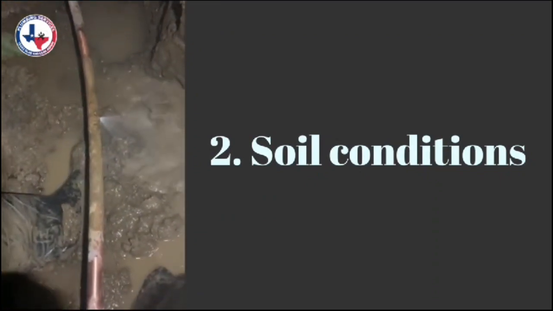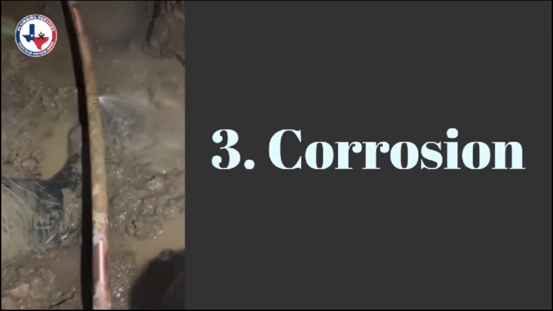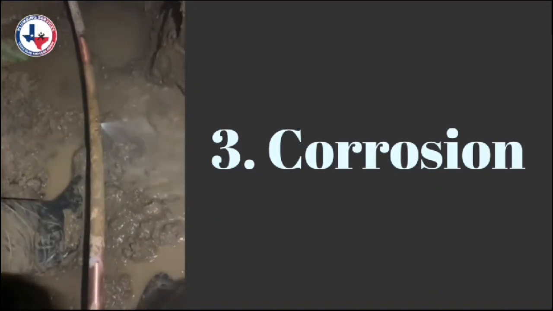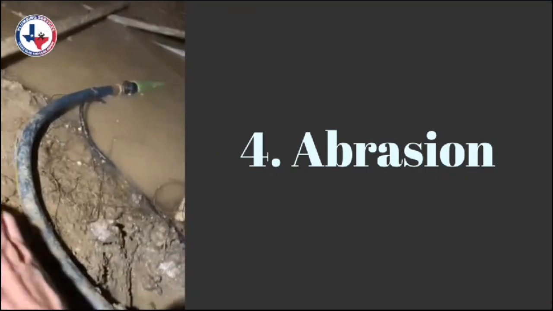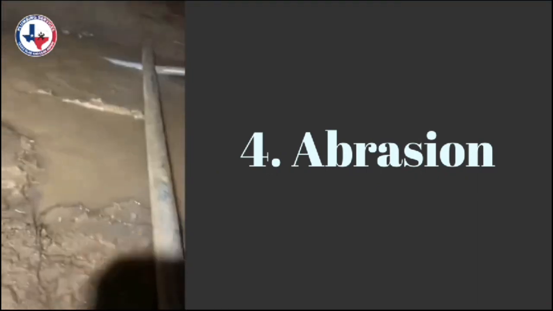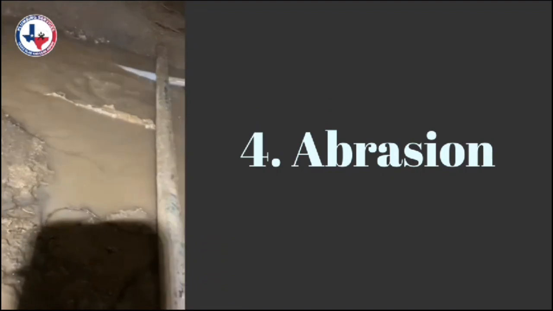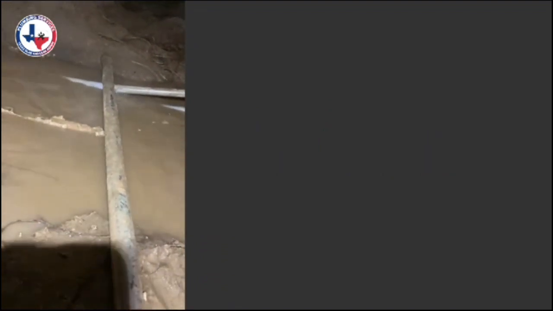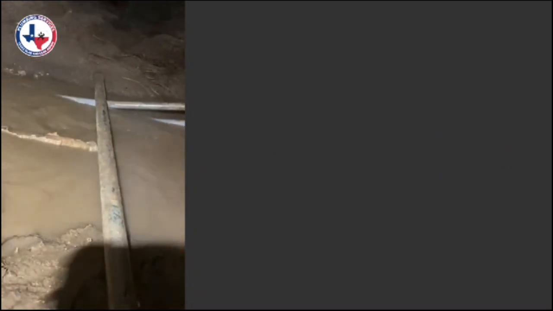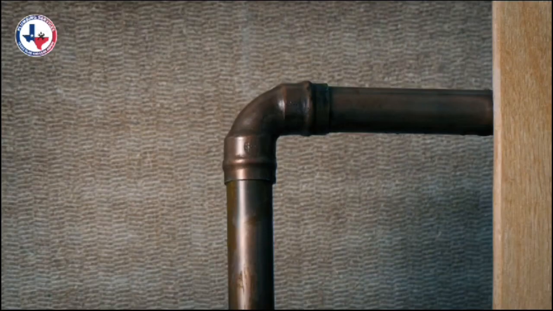3. Corrosion. Over time, pipes can corrode due to the chemical composition of the water or soil, resulting in weakened areas that are prone to leaking. 4. Abrasion. Pipes can rub against the surrounding material such as gravel or concrete, causing wear and tear that eventually leads to leaks. Detecting slab leaks can be challenging because they are hidden beneath the concrete foundation.